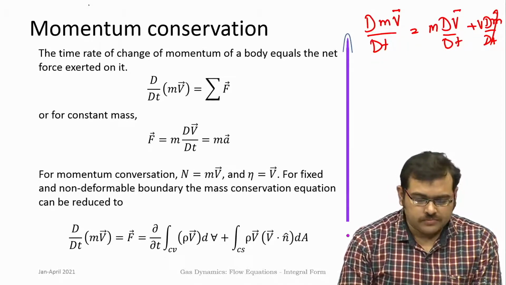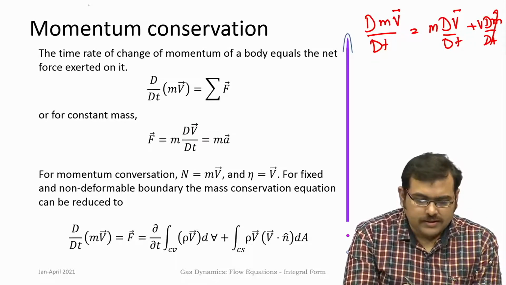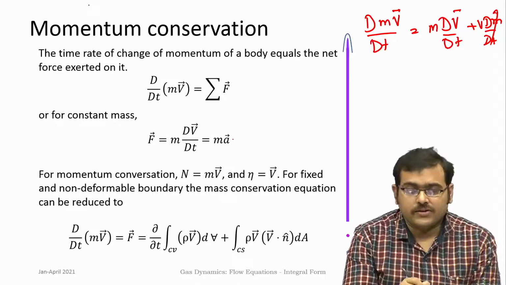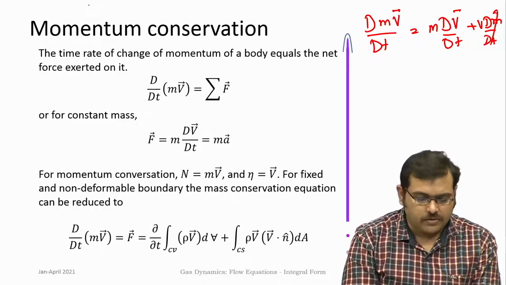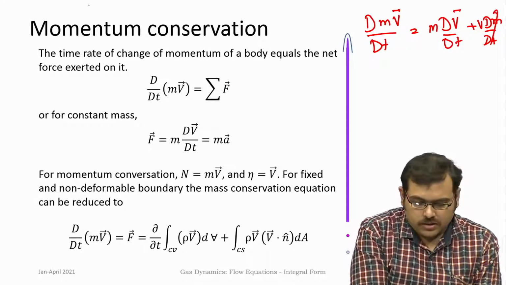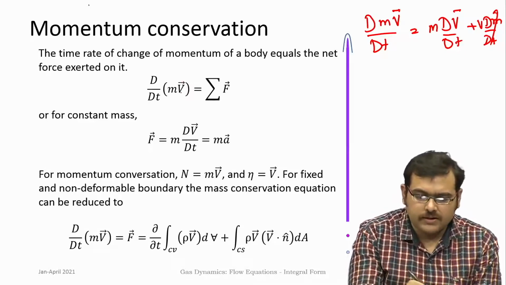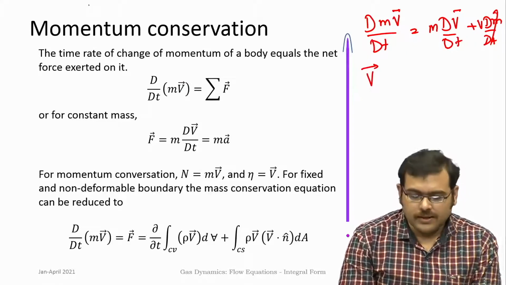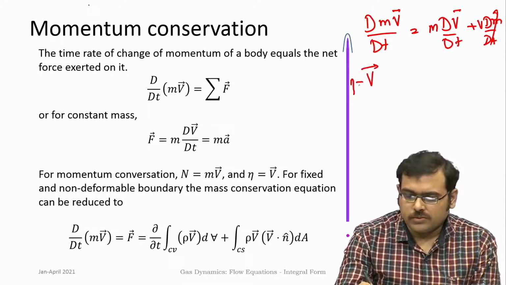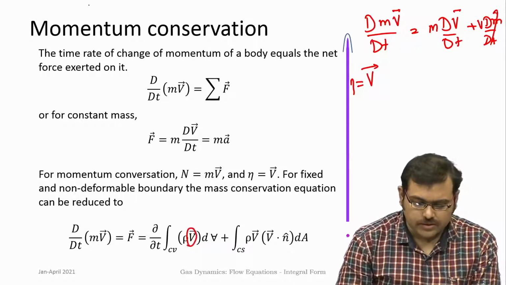So m dv/dt, m times the total derivative of velocity, which is nothing but acceleration, is equal to the net force applied on the control volume. Now if we expand that, the intensive property here is the vector velocity, so eta will be equal to the vector v, and that is how it is getting substituted over here.